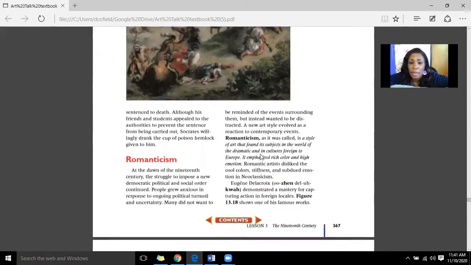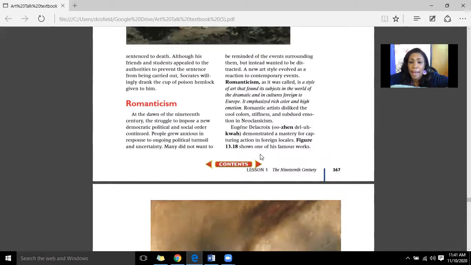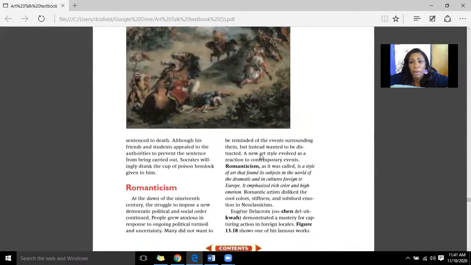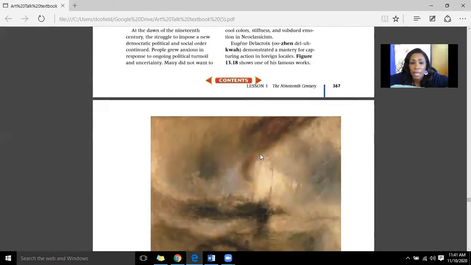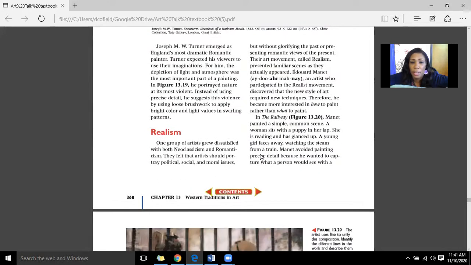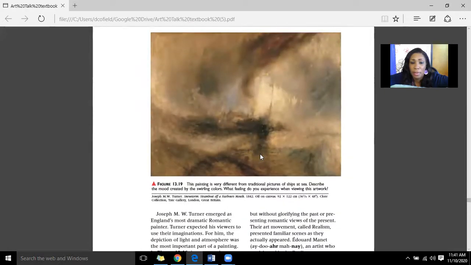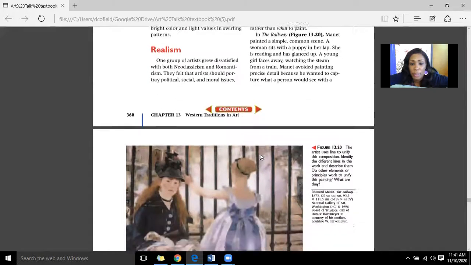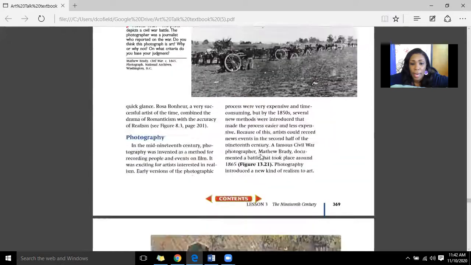Okay. Then it goes into romanticism, which is a style of art that found its subjects in the world using dramatic subjects and cultures foreign to Europe, rich color and high emotion. So romanticism, think about love and high emotion. Delacroix was an artist. J.M.W. Turner was an awesome artist who did a lot of things dealing with steam and storms. Was this the snowstorm right here. But he also did one with the train as well. He did a lot of things dealing with atmospheric perspective. Very interesting artist. Realism, what that consists of, scrolling down.